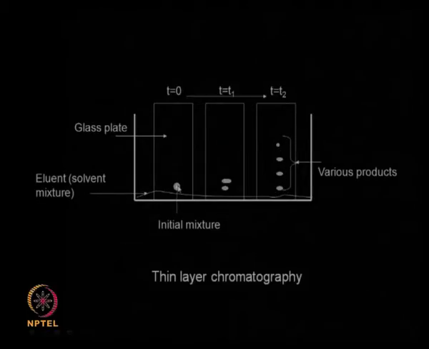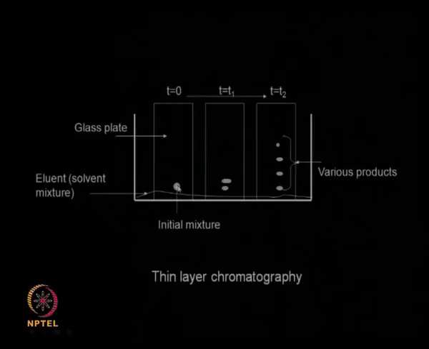So initially you make a spot of your initial mixture and you dip it in the solvent, as the solvent rises because of capillary action it separates the various components of your product and you will end up having several spots. So you could say each one of them is a product.